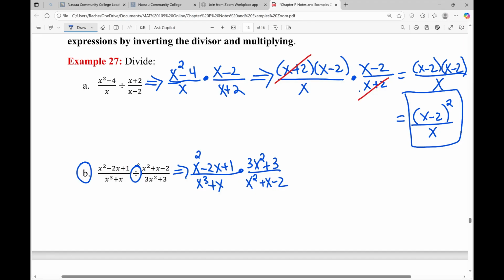And now let's factor. So let's factor x squared minus 2x plus 1. Two numbers that multiply to positive 1 and add to negative 2 are going to be a negative 1 and a negative 1. Now, if we factor the denominator, x to the third plus x, I could factor out an x, and I'm going to be left with x squared plus 1.